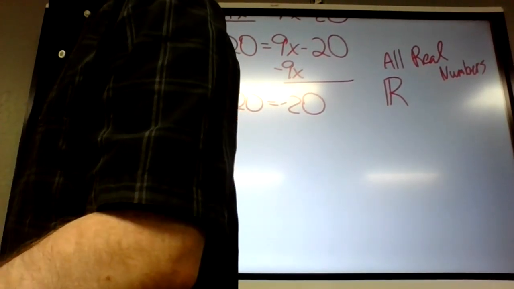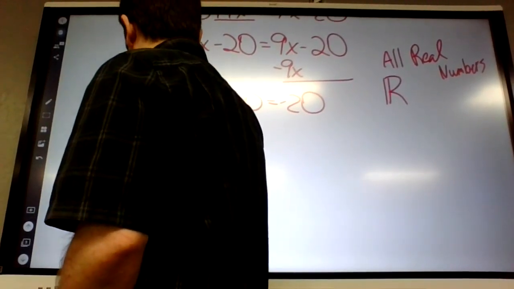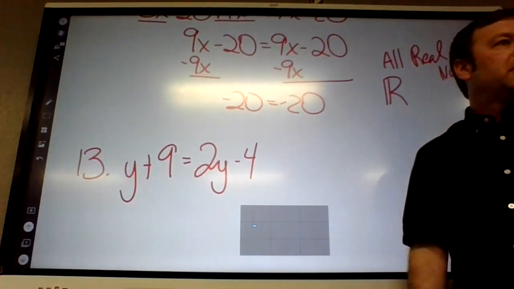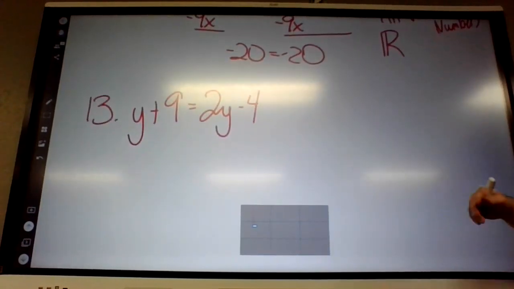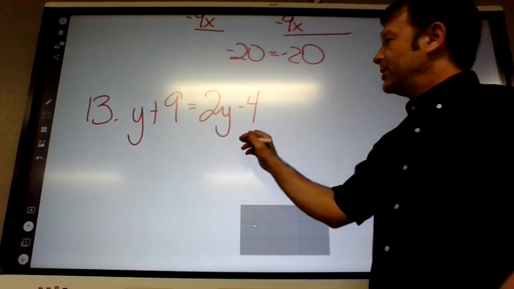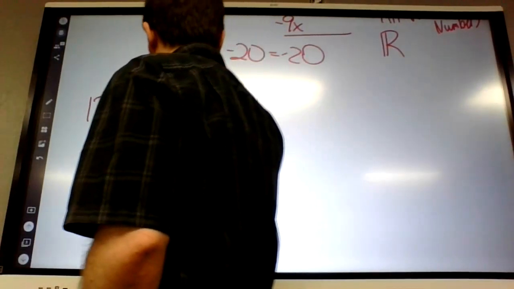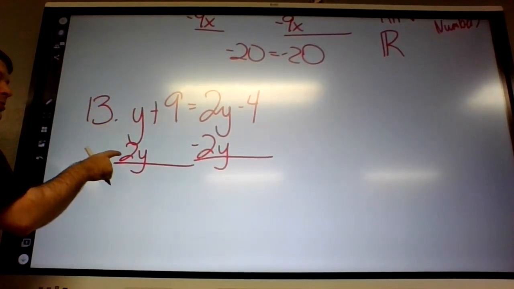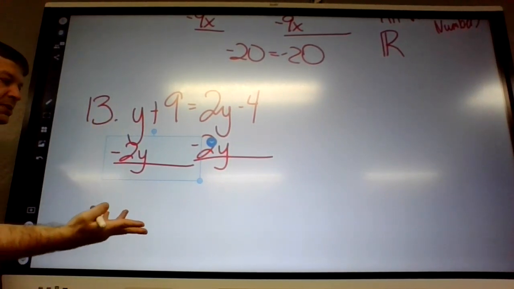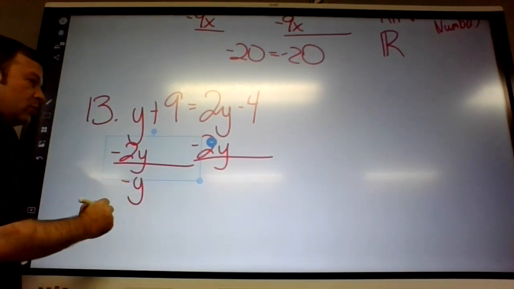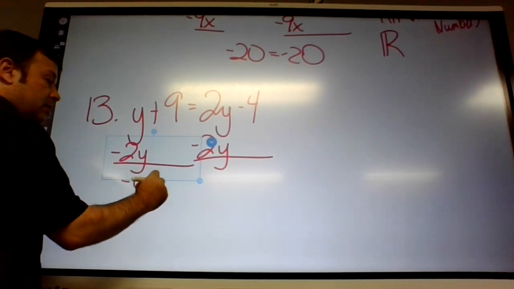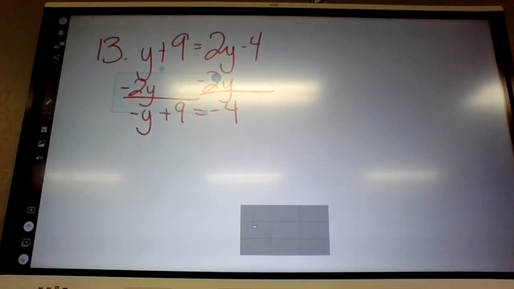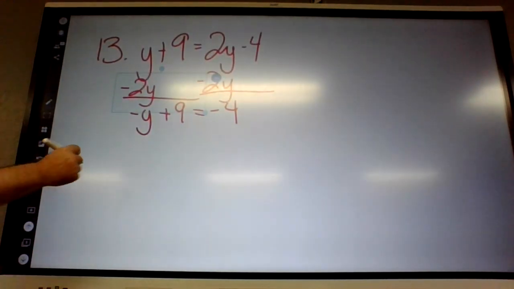y plus 9 equals 2y minus 4. All right, Leah, do you know what the first step could be? Minus 2y. Minus 2y. So this is 1y minus 2y, so you could just do 1 minus 2, negative 1. So it'll be negative 1y or negative y plus 9. Now what? You subtract 9.